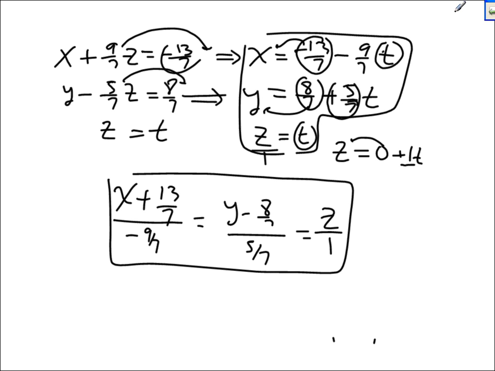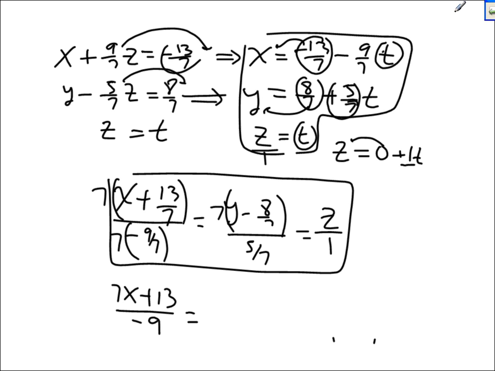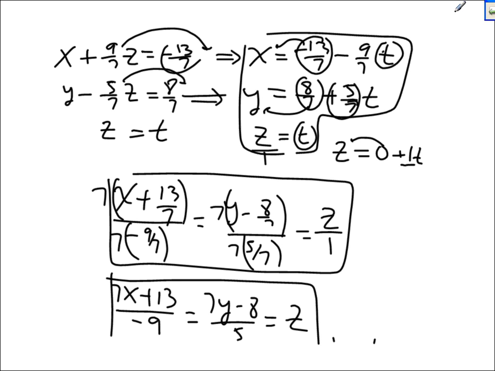Okay, you want to clean this up by multiplying over here the top and the bottom by 7. Fine. 7x plus 13 over negative 9. You can do the same over here. Coincidentally, it's 7 again. 7y minus 8 over 5 equals z. You want to say z over 1, fine. There it is. This is probably the nicest looking of the symmetric equations. That completes the section on lines and planes.